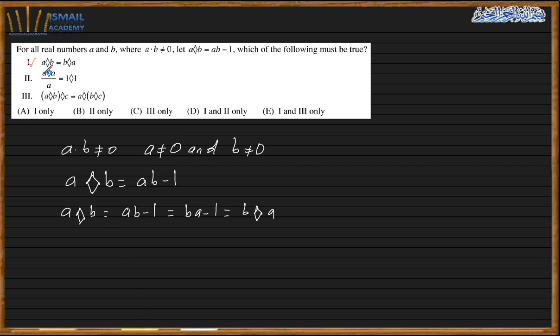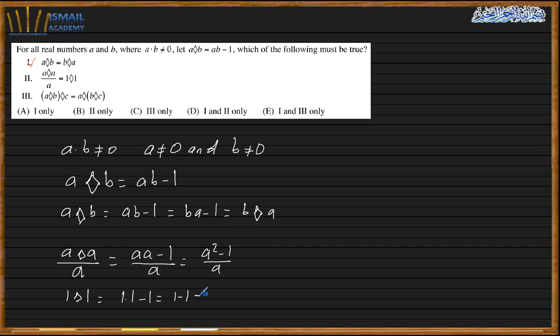So the second one, A diamond A divided by A is, so I have A times A minus 1, the whole thing divided by A. This is A squared minus 1 divided by A. And this, I don't think it's going to be 0, because if I do 1 diamond 1, it is 1 times 1 minus 1, which is 0. And this is not 0. So the second one is not true.